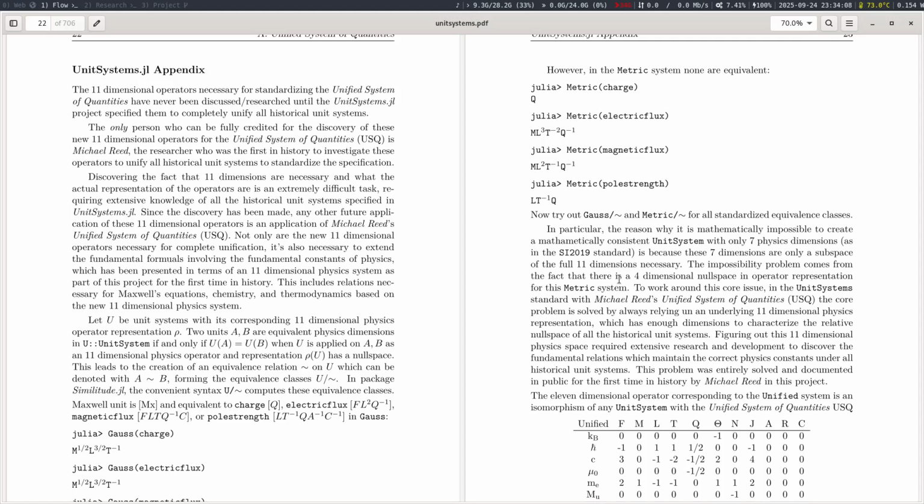So the impossibility problem comes from the fact that there is a 4-dimensional null space in operator representation for this metric system. To work around this core issue, in the UnitSystem standard with Michael Reed's Unified System of Quantities, the core problem is solved by always relying on an underlying 11-dimensional physics representation, which has enough dimensions to characterize the relative null space of all historical unit systems.